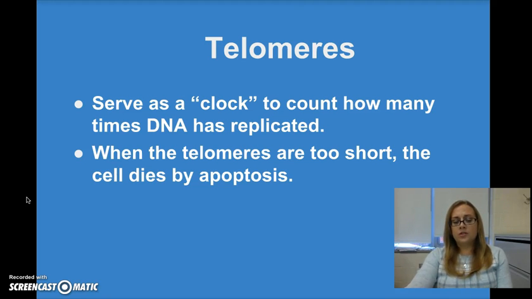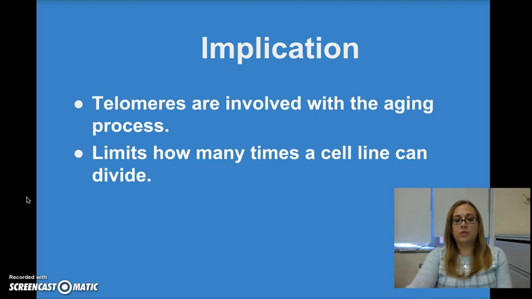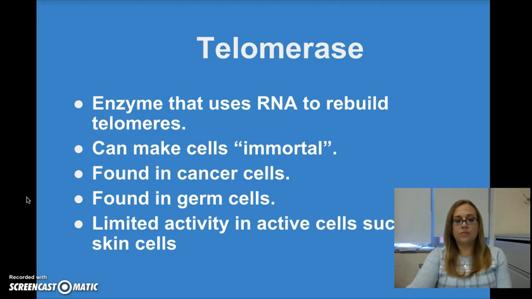And when the telomeres are too short, the cell is going to receive a signal. And we talked about this a couple chapters ago, that cells have this programmed cell suicide, apoptosis, and so a cell is going to essentially kill itself. It's going to receive the signal to do so when those telomeres become too short. So telomeres are involved with the aging process, and we have an idea that they limit how many times a cell line can divide, because at some point they're going to get too short for that cell line to continue.